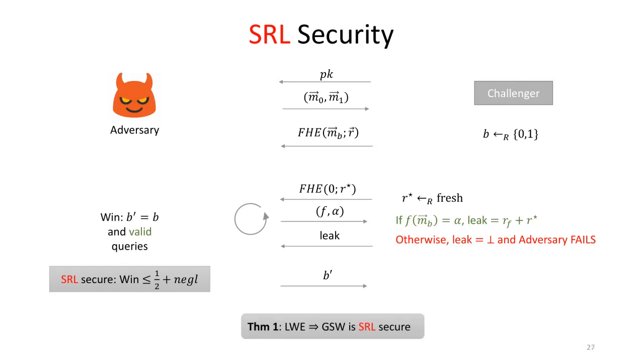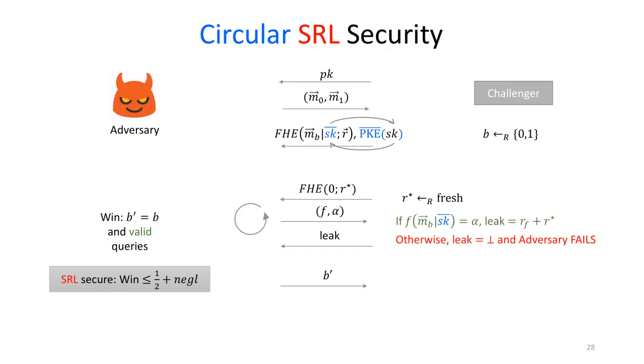Theorem 1 says that LWE implies that GSW is SRL secure. And a circular variant of the SRL security is essentially the same, except now we have included a key cycle between the FHE and a public key encryption scheme.